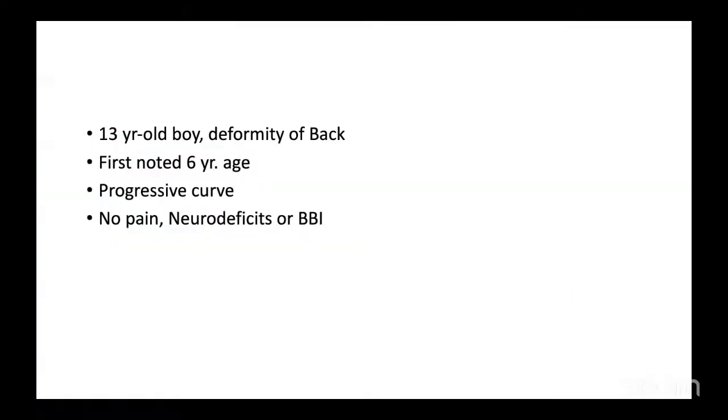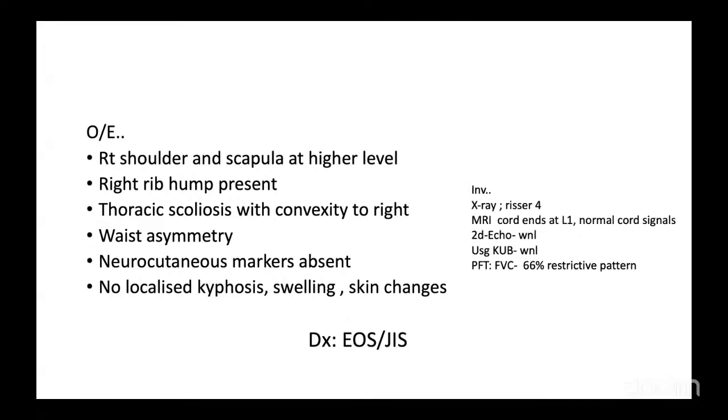Good evening. So I'm presenting a case of a 13-year-old boy who presented to us with a deformity of the back, but the deformity was first noted at 6 years of age. The curve was gradually progressive, and he has no pain, no neuro deficit, or no involvement of neurology. On examination, the right shoulder and scapula are at a higher level. There was a right rib hump present. Thoracic scoliosis with convexity on the right side was there. There is waist asymmetry.